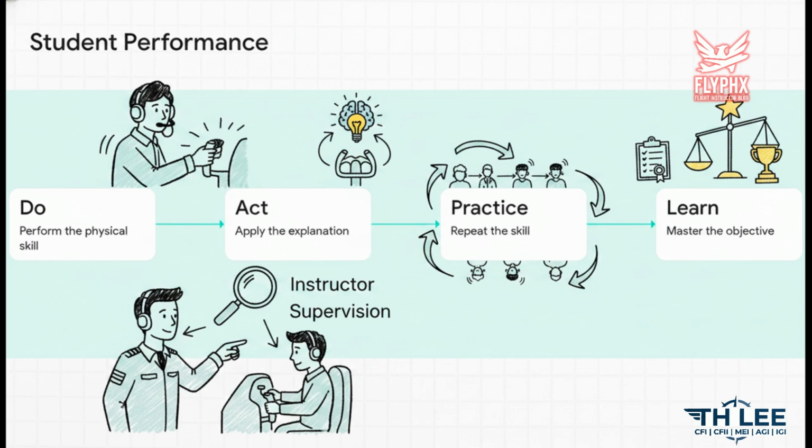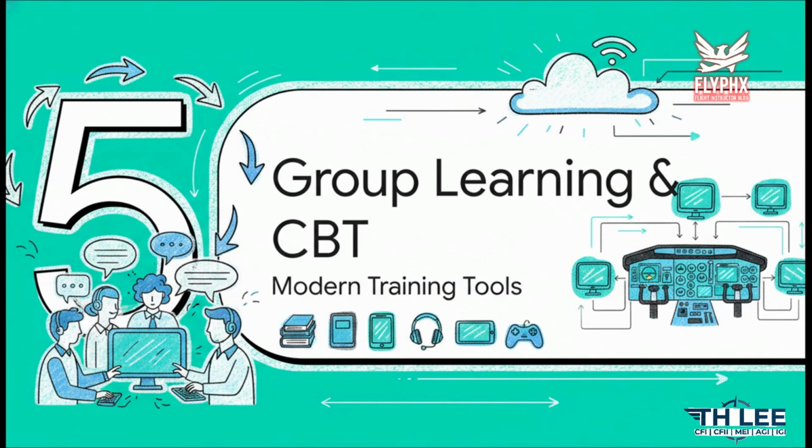Finally, you move to the evaluation phase. This is where you judge the student's performance against the established standard and objectively measure their ultimate achievement before you even think about moving on to the next maneuver. Finally, let's look at Phase 5, group learning and CBT.